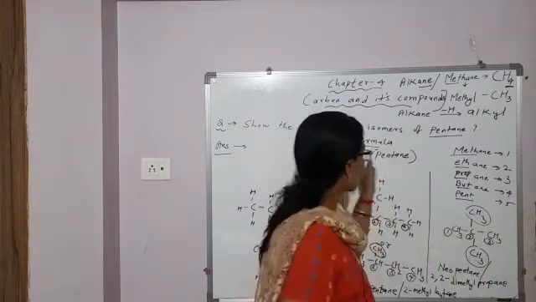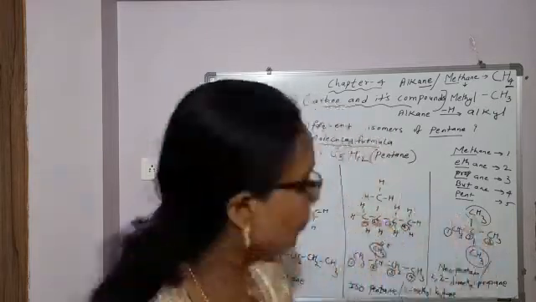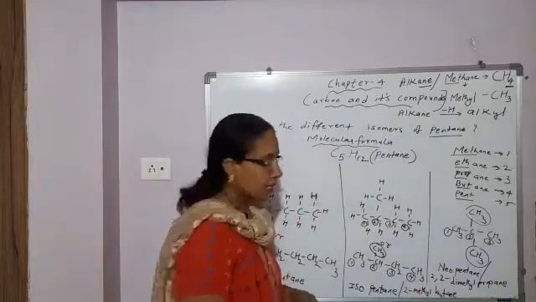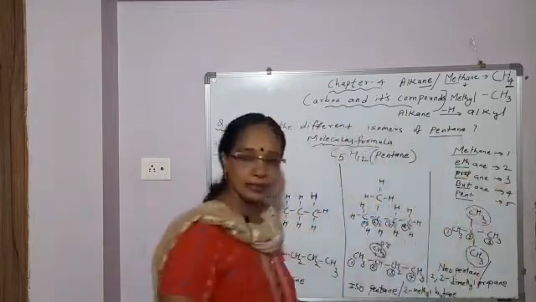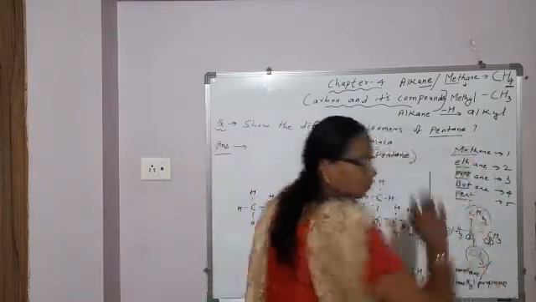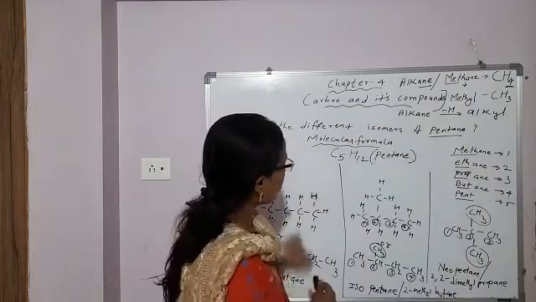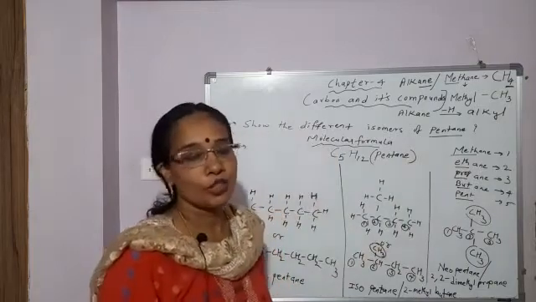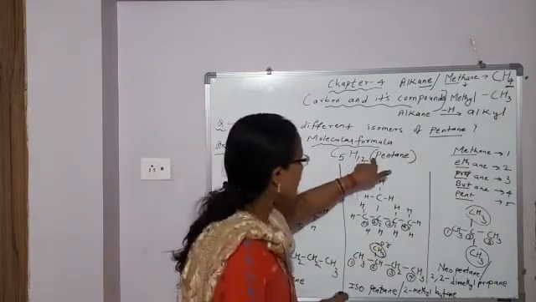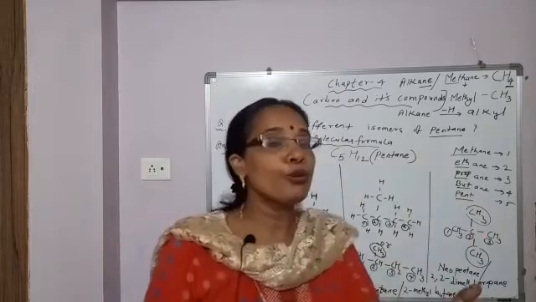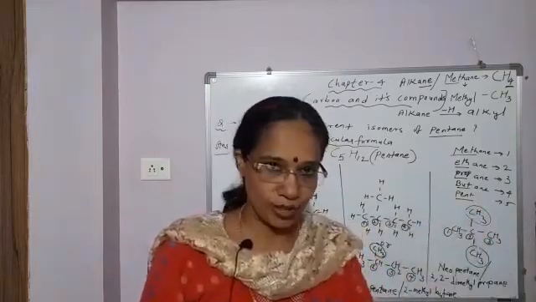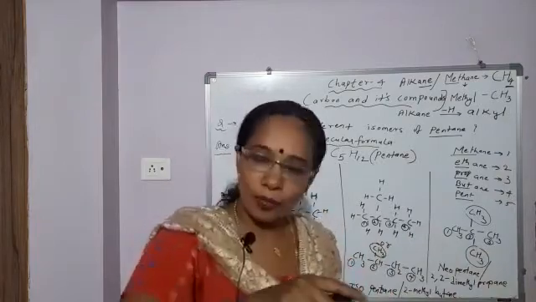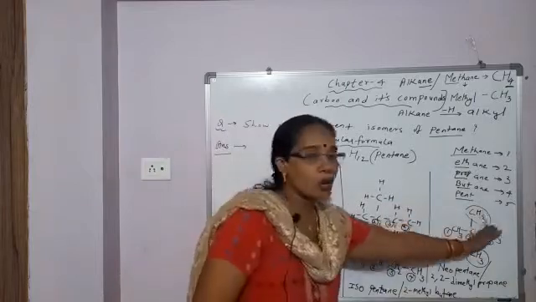H12. C5H12. Okay, so what you see, the molecular formula C5H12 represents 3 different structures with different properties. So this phenomenon is called isomerism and the different structures are called isomers. So what is isomerism? If a given molecular formula represents 2 or more structures with different properties, then that phenomenon is called isomerism and the different structures are called isomers.